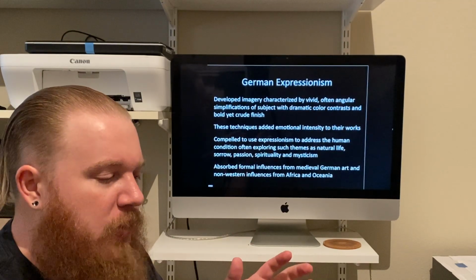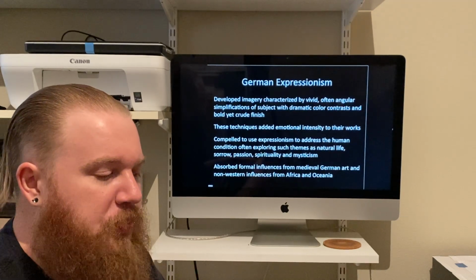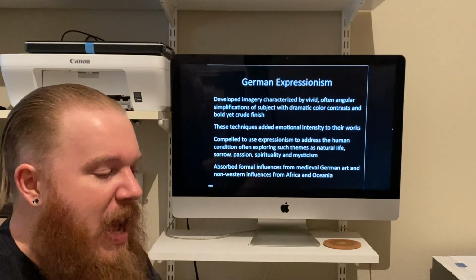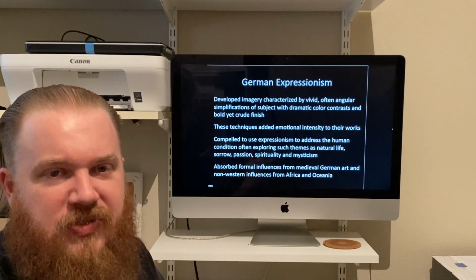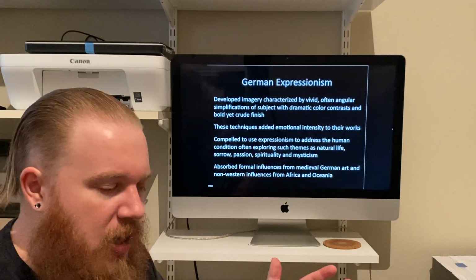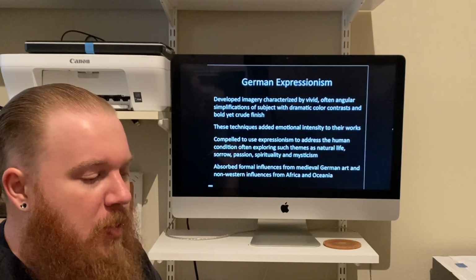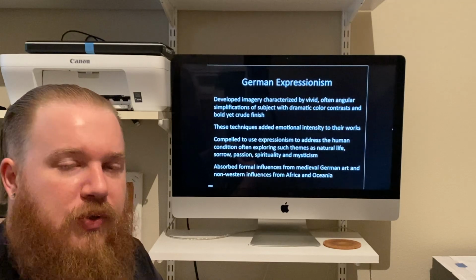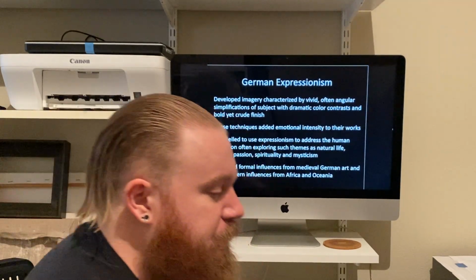So artists are compelled to use expressionism to address the human condition, often exploring such themes as natural life, sorrow, passion, spirituality, as well as mysticism, as opposed to religion or still lifes and things like that. But they absorbed formal influences from not only medieval German art but also non-Western influences such as Africa and Oceania, especially.